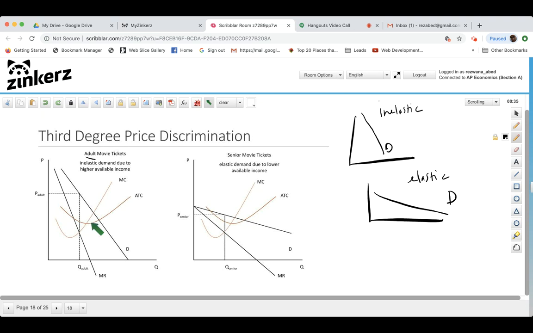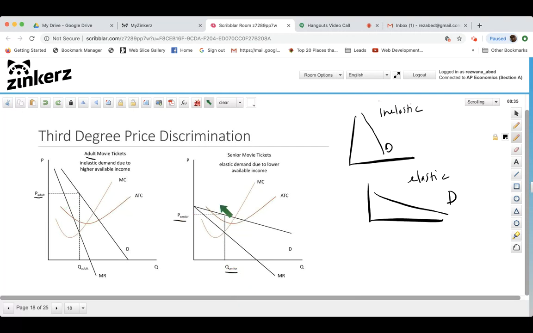We find the quantity that is going to be sold by finding the intersection of marginal revenue and marginal cost. So this is the quantity for adults. And then the price that is going to be charged, we find by taking this quantity all the way up to our demand curve. And when we dash it over, we find the price for movie tickets that adults are going to have to pay. And the same idea here, the intersection of marginal revenue and marginal cost gives us the quantity of movie tickets for seniors, and this is the price.